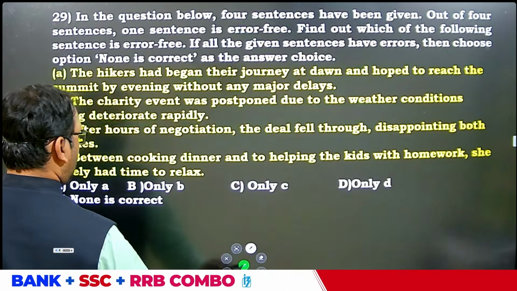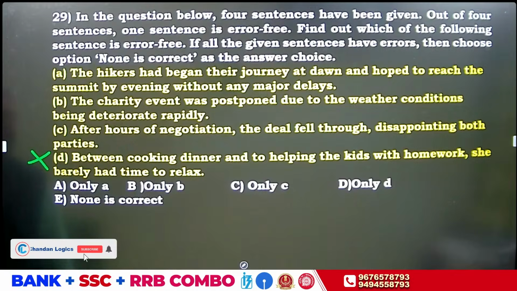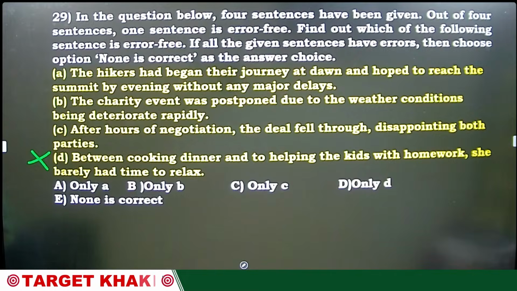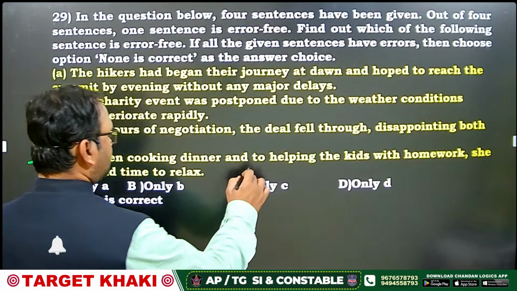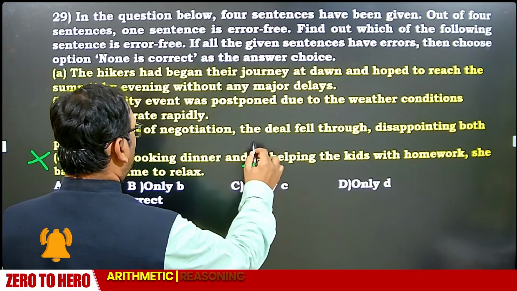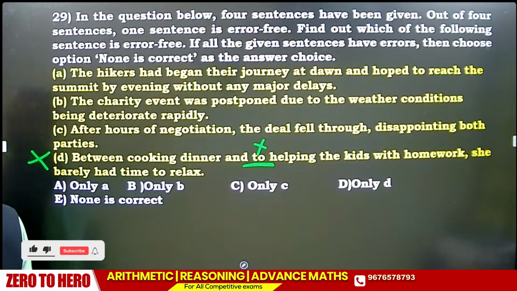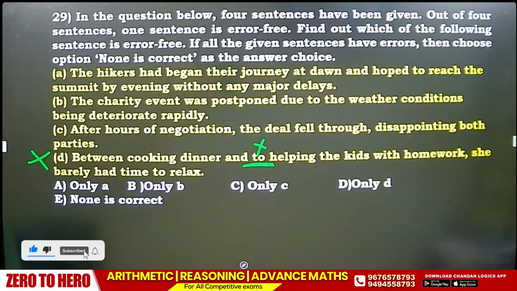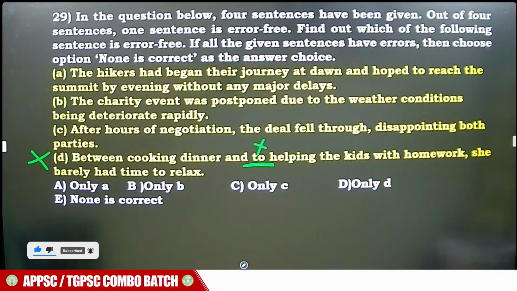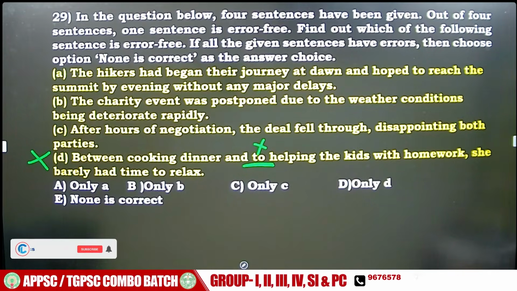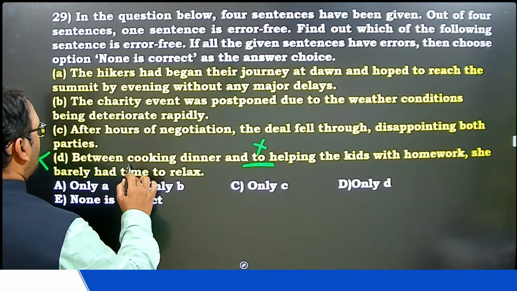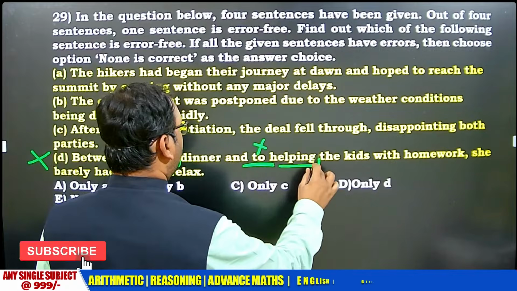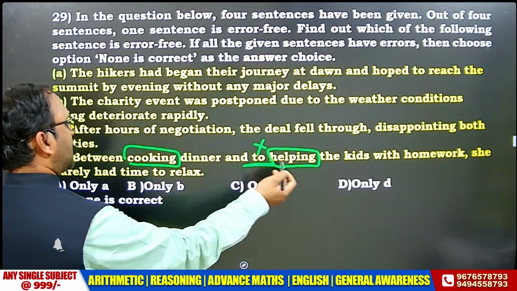Okay. Now, let me talk about option 4. This is also wrong. Students, can you tell me why the fourth option is wrong? Between cooking dinner and to helping. Why to here? To is not needed. Read the sentence without to, then you will find it. Between cooking dinner and helping the kids, she barely had time to relax. Parallelism is important. See, cooking dinner, helping the kids. Gerund form, both are perfect.